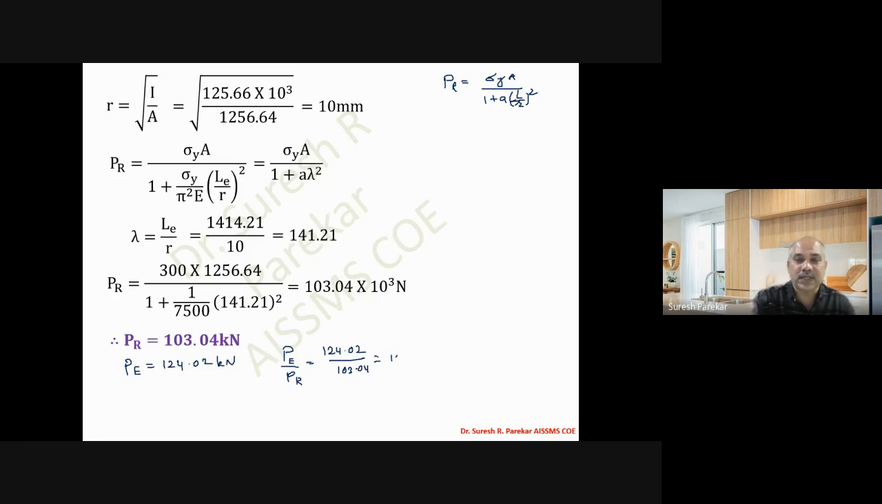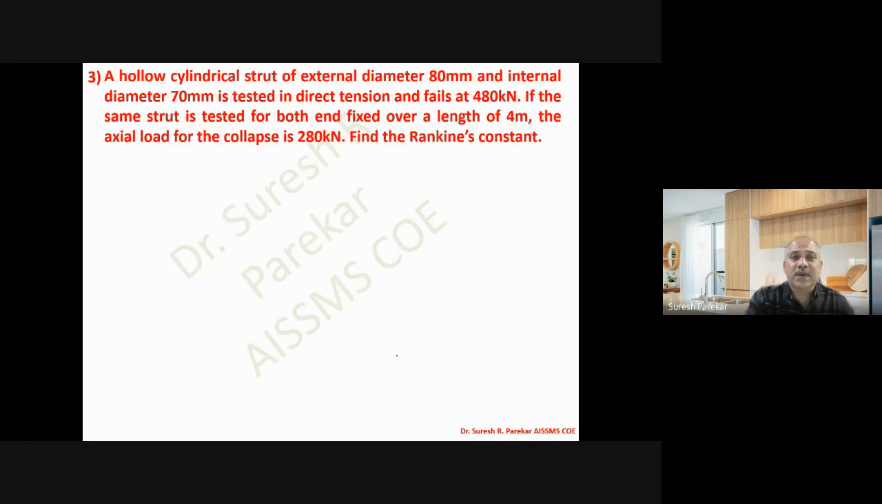Then we have the last problem: a hollow cylindrical strut of external diameter 80 millimeter and internal 70 is tested in direct tension and fails at 480 kilonewton. Means PC, direct tension, we have sigma C into A. So this is the direct PC value.